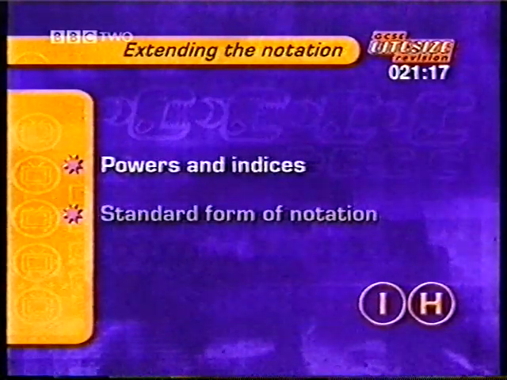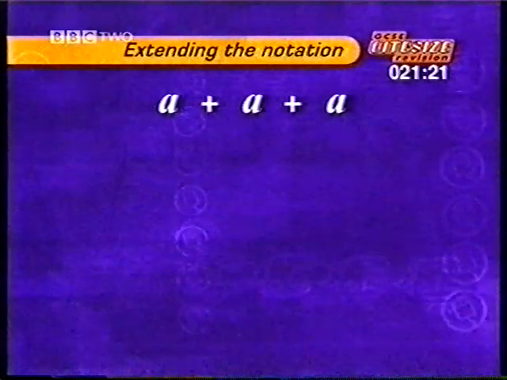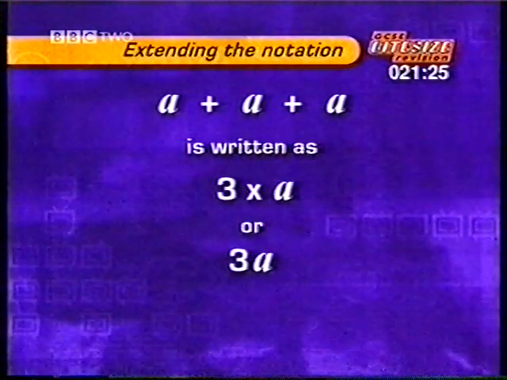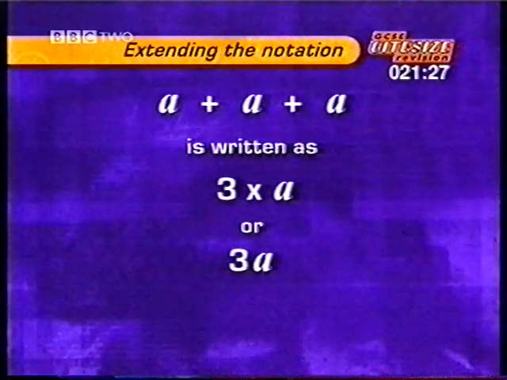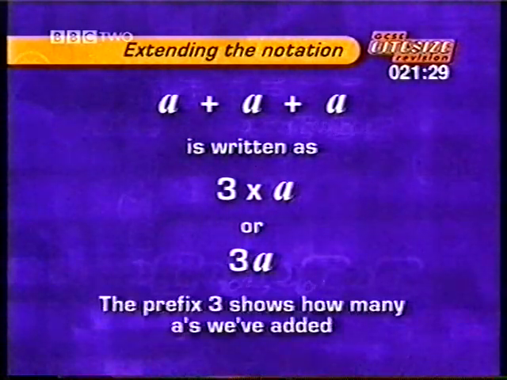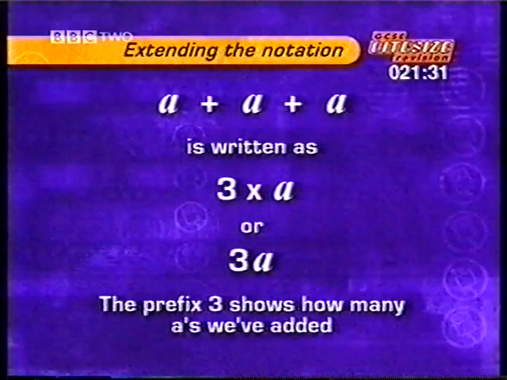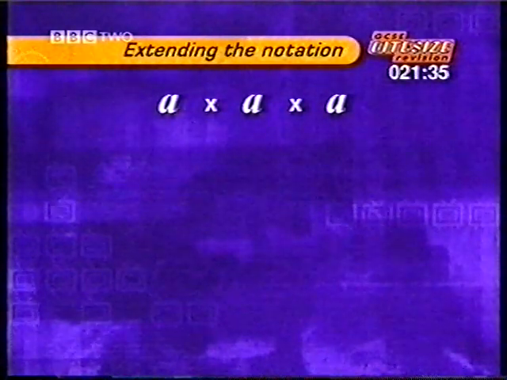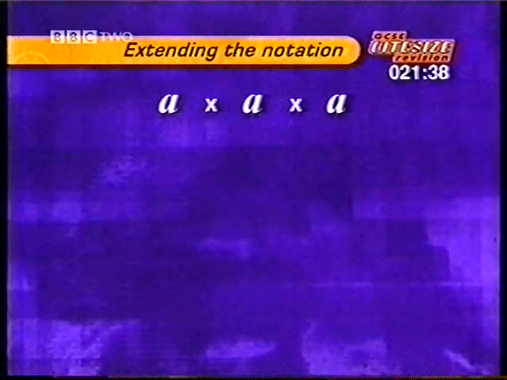First, powers and indices. We know that a plus a plus a is the same as 3 times a, which we write as 3a. Multiplication is repeated addition. The prefix 3 shows us how many a's we've added. But what about repeated multiplication? There's a different notation for this.